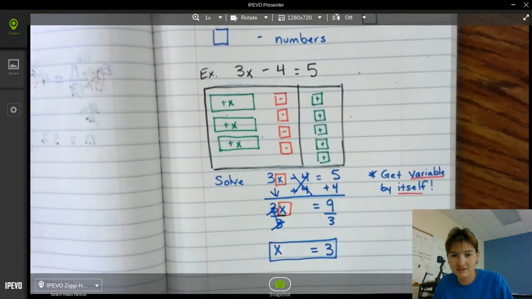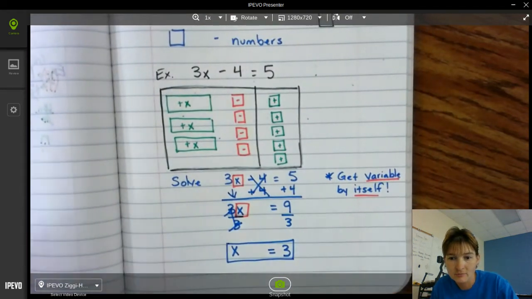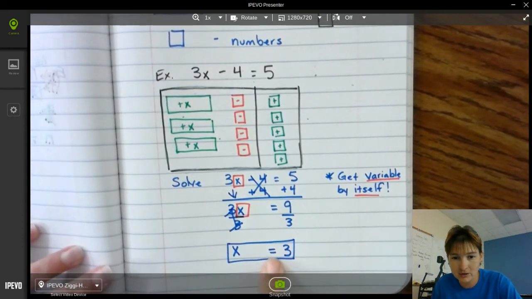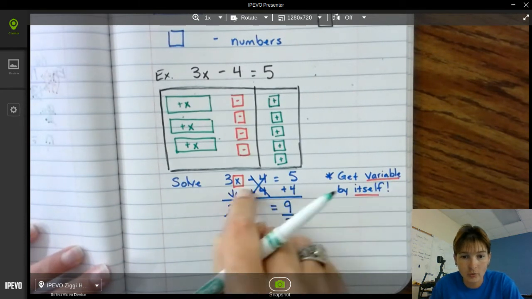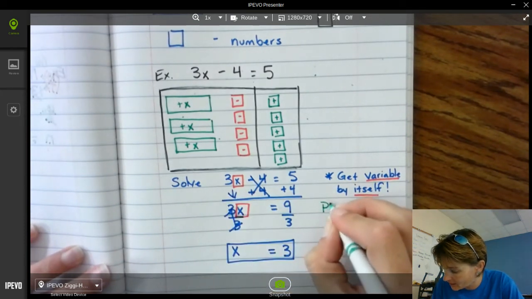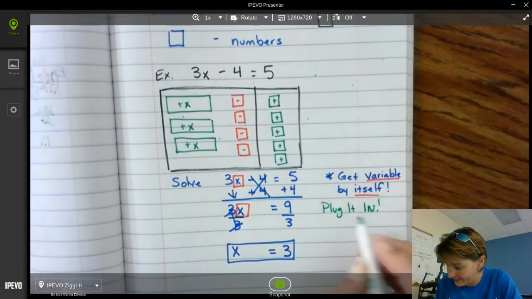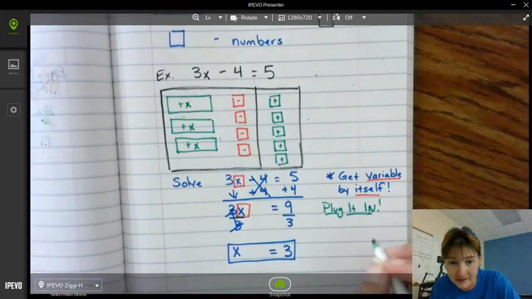In order to check to see if I did all of my subtracting, adding, multiplying, and dividing correctly, this says that x equals 3. So we're going to plug in 3 for x. So we're going to plug it in to check. Plug it in.